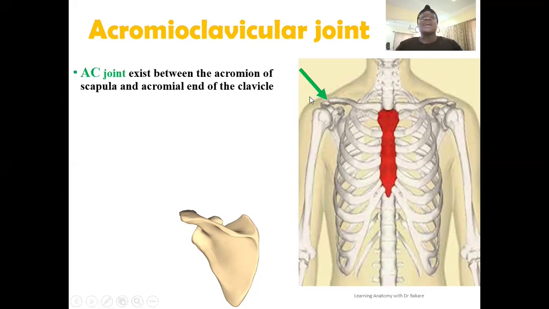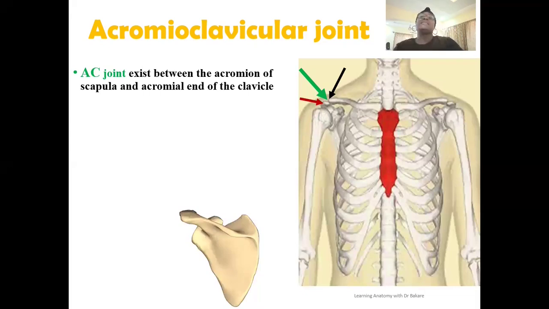So we say that the acromioclavicular joint is seen to exist between the acromion of the scapula. This is where we have the acromion here of the scapula that is arrowed in red. And this is where we have the acromial end here of the clavicle. We know that the clavicle is a modified long bone that is horizontally placed. And because it is a long bone, it is expected to have two ends.